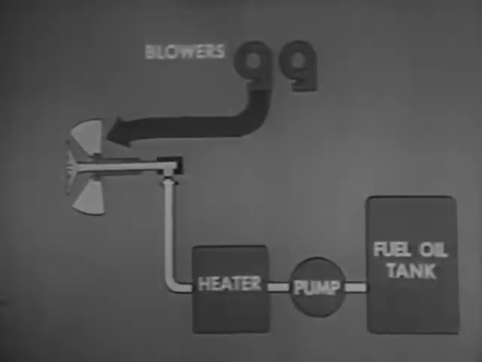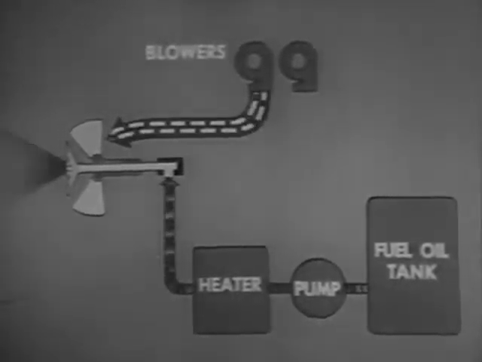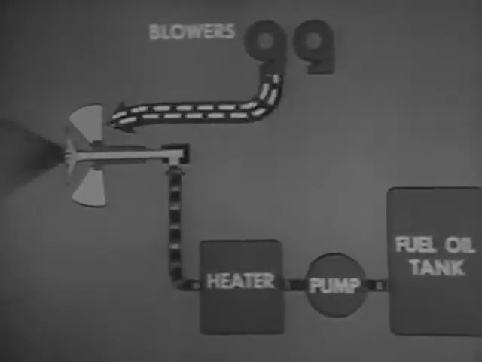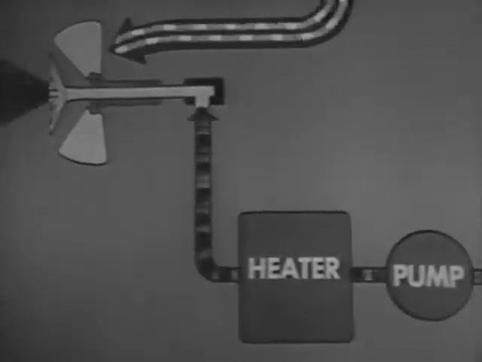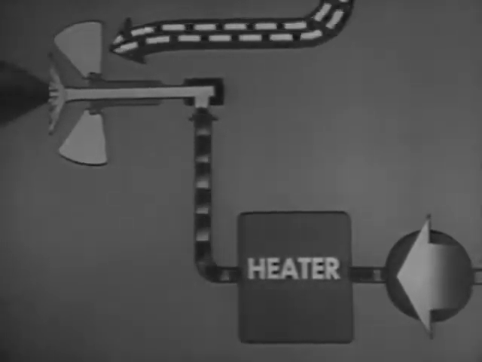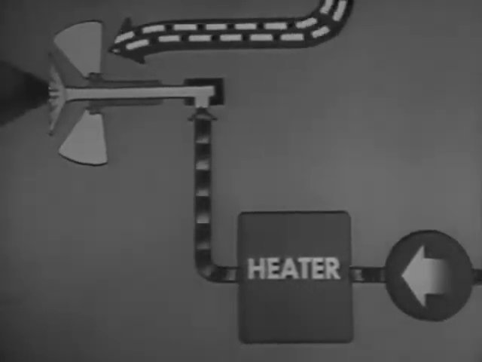You control the firing rate of the burner by varying the amount of fuel oil flowing through the burner. Of course, you must make corresponding changes in the amount of air reaching the burner when you change the amount of fuel oil. When you increase the pump pressure on the fuel oil line, you increase the quantity of oil going through the burner. When you decrease the pressure, you decrease the quantity of oil.